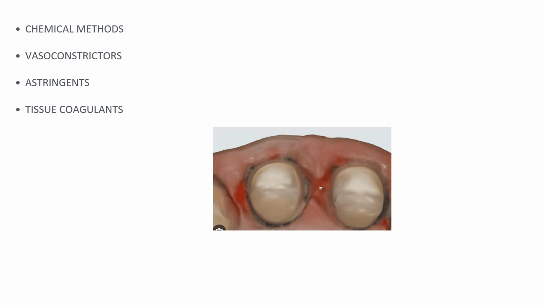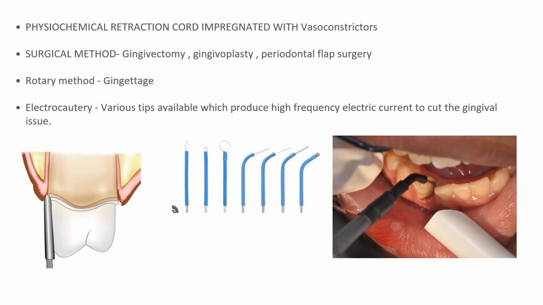So what they did was they combined the advantage of both physical and chemical methods, and they gave something called a physiochemical method. That is, they utilized retraction cords from the physical methods and vasoconstrictors from the chemical methods. They dip the retraction cord in the vasoconstrictor agent, and then using specific instruments like Fisher's cord packing instrument, they pack this retraction cord impregnated with vasoconstrictors around the tooth.